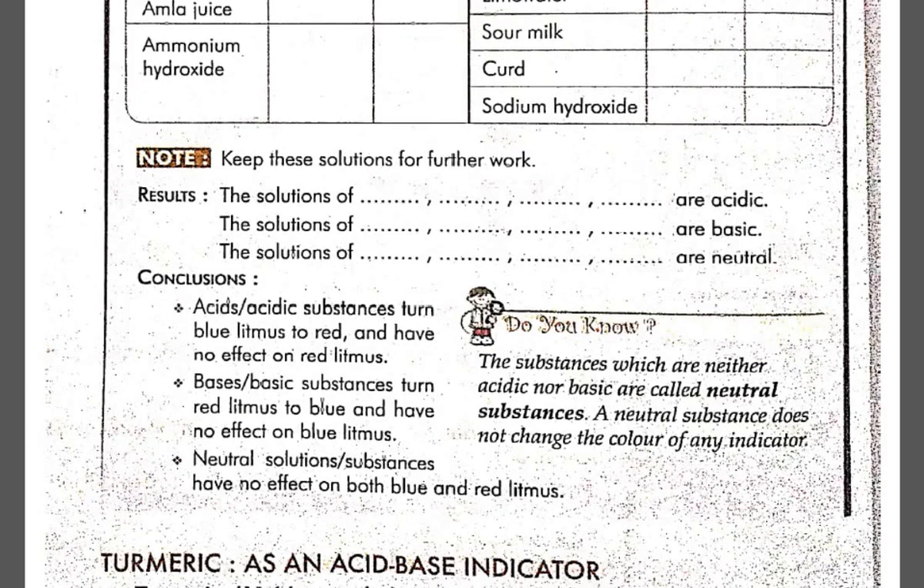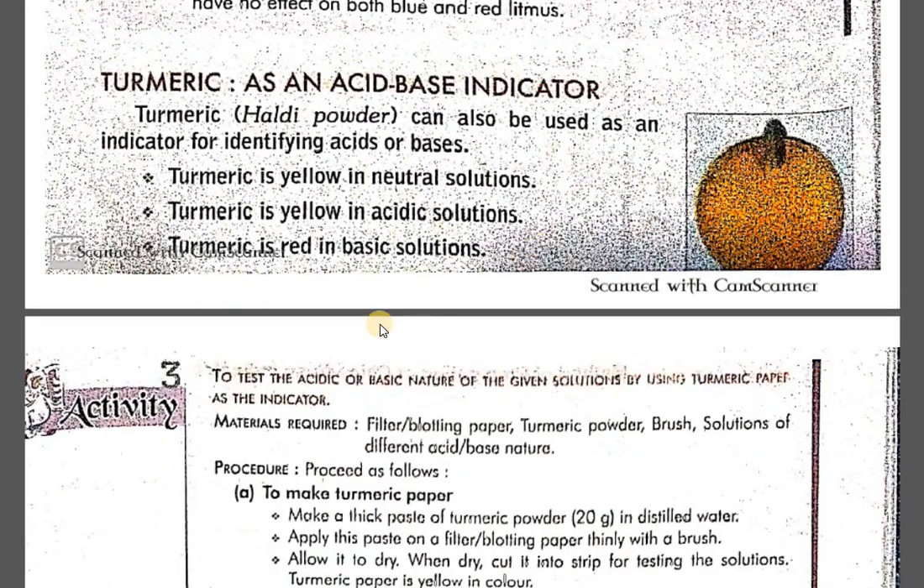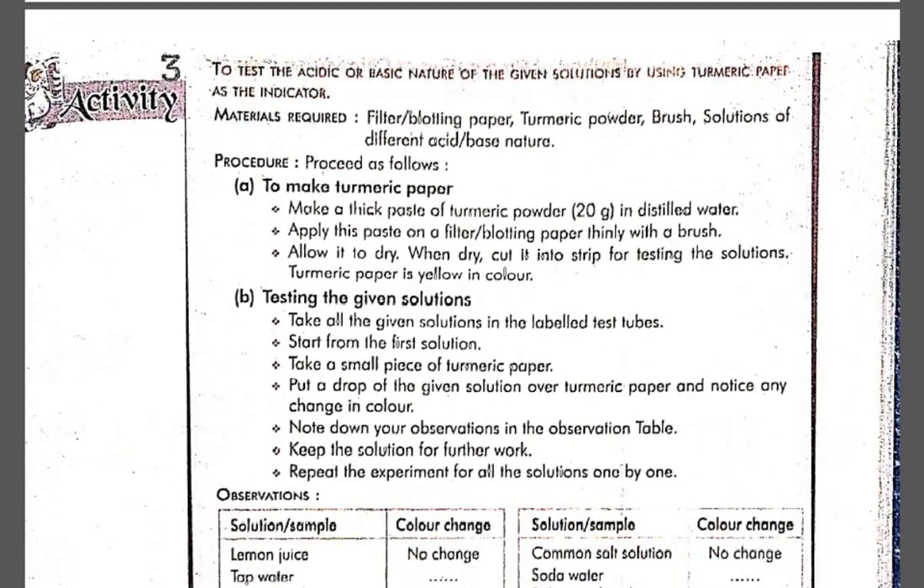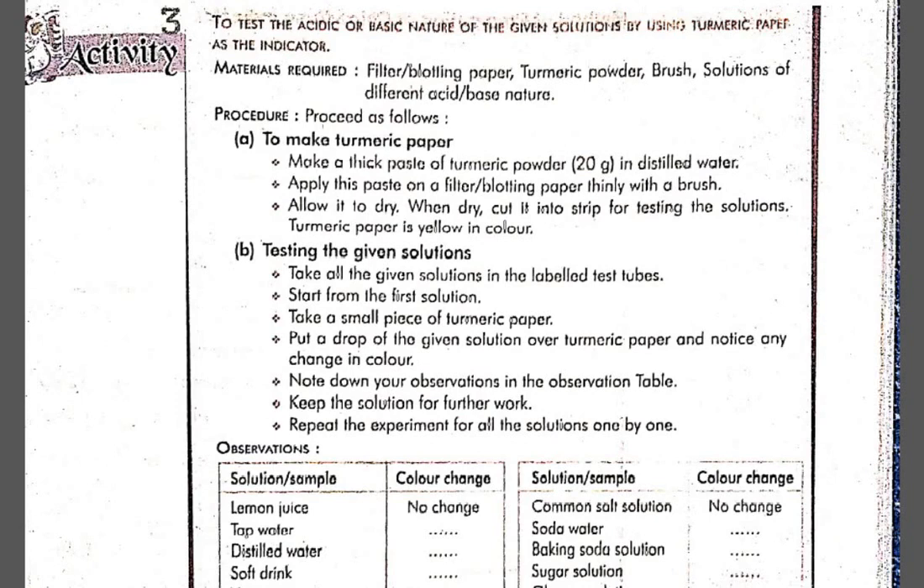Now the second indicator which has been discussed here is turmeric. Turmeric is yellow in neutral solution, yellow in acidic solution and red in basic solution. To test it with the help of turmeric, we again have an activity, that is activity 3. Same process we are going to apply. We are going to make the turmeric paper by soaking some paper into the turmeric solution, and then we will let that paper dry, and after that we can dip it into different solutions.